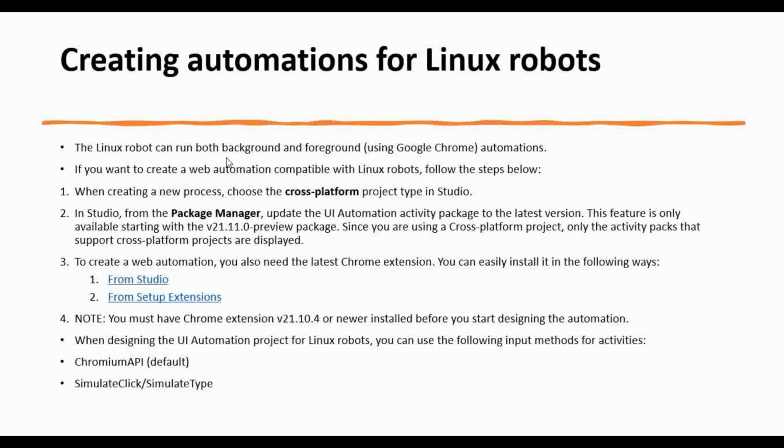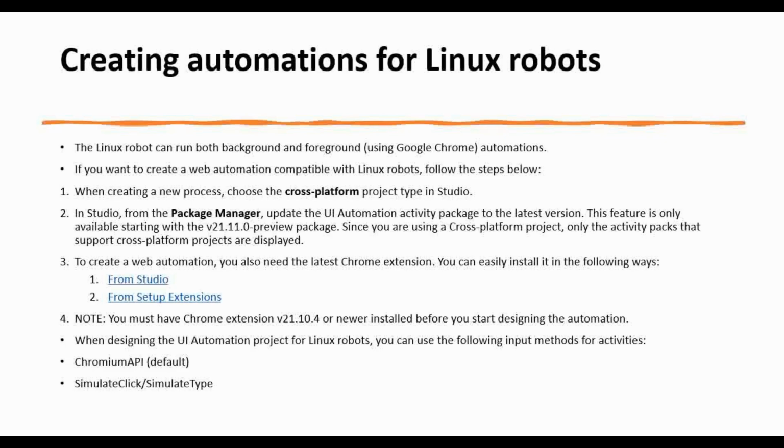Creating automation for a Linux robot: the Linux robot can run both background and foreground automation. If you want to create a web-based automation compatible with the Linux robot, follow the steps below. Just consider that you want to run web-based automations in a Docker container. When creating a new process, choose the cross-platform project type in Studio. That is very important. It will support only cross-platform projects.